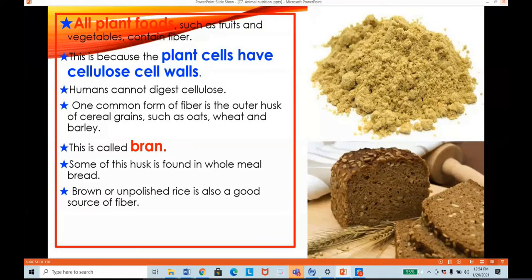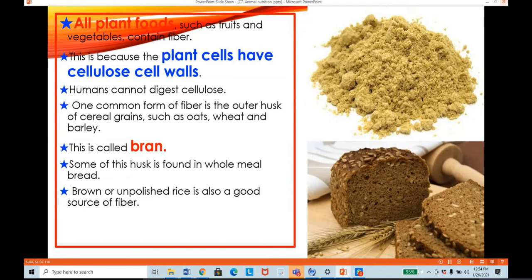Here you can see the foods rich in fiber, like the brown bread, the whole grain bread. Okay, so all plant foods such as fruits and vegetables contain fiber. This is because the plant cell walls have cellulose, and this cellulose is nothing but fiber. Humans cannot digest cellulose. We cannot digest fiber. But the importance of it is that it makes our food very soft and bulky so that it can pass easily through the digestive system and later be removed easily from our body.